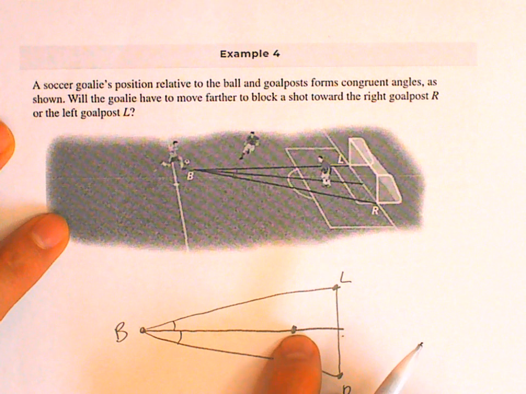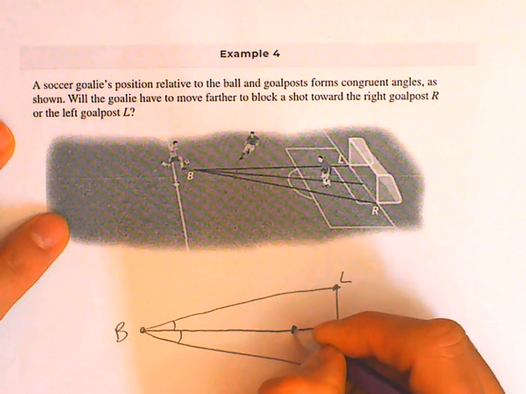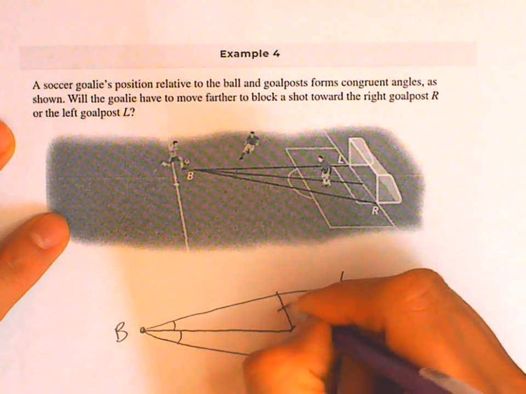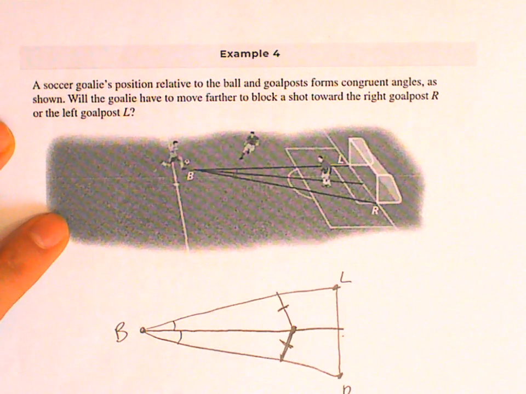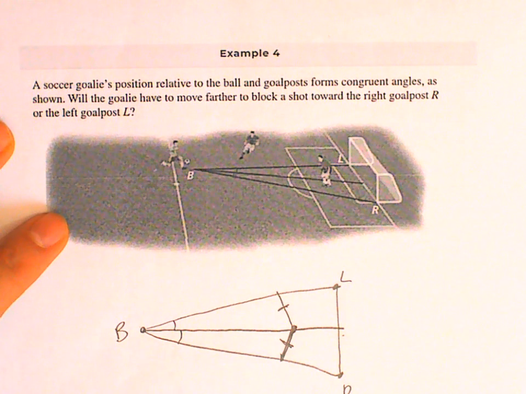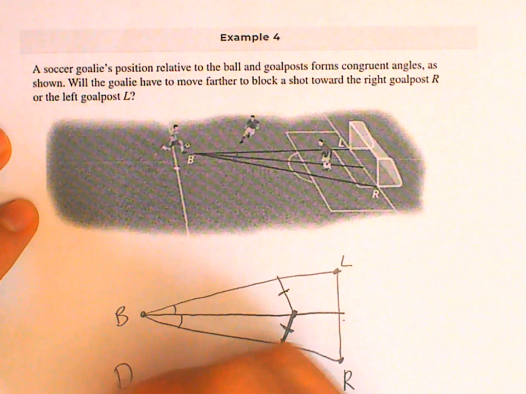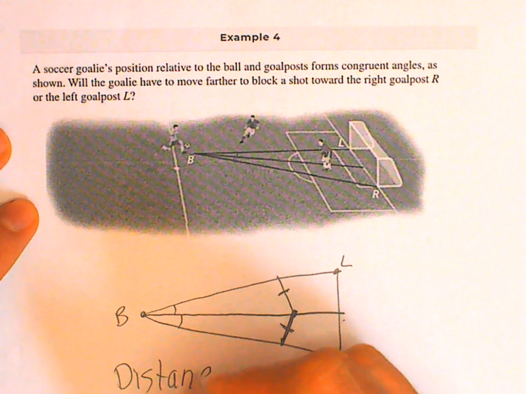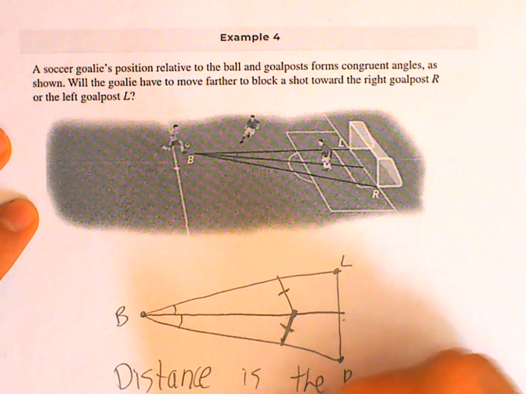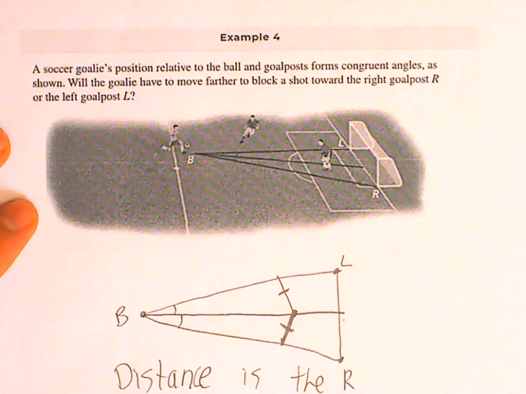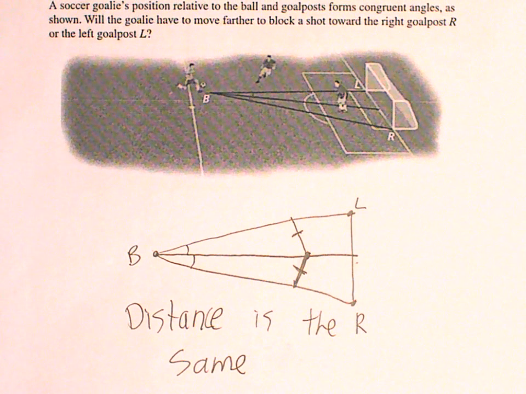Well, the goalie is on the angle bisector, so even if he has to move to the left or to the right, he's actually equidistant to both of the two sides. So what would you have to put? Well, you can say that the distance is the same. He doesn't need to move farther to the left or to the right because he's pretty much in a good spot. He can go to the left or to the right, depending on where the player is going to throw the ball.